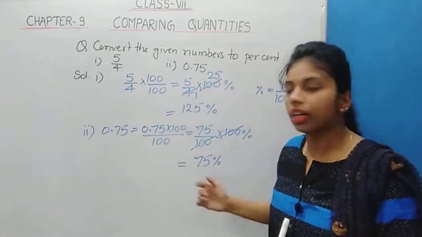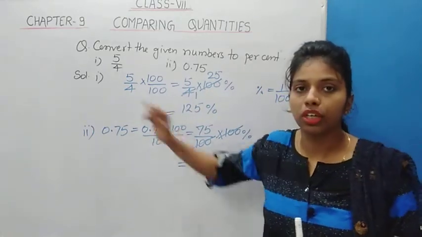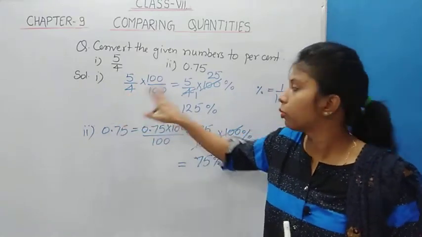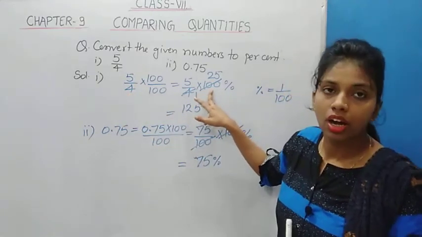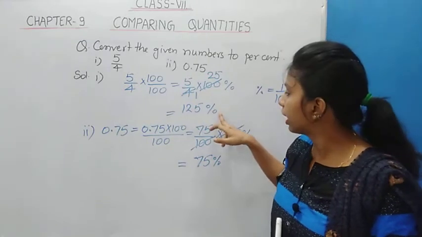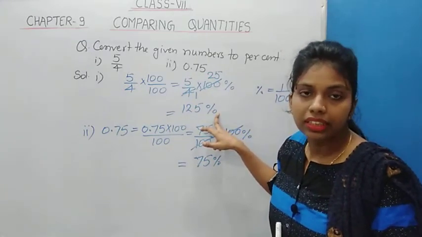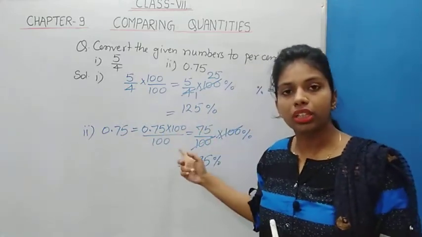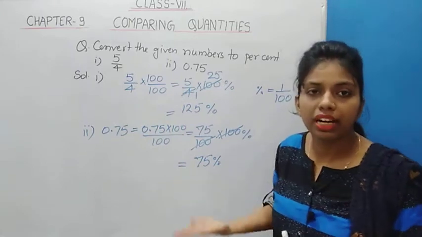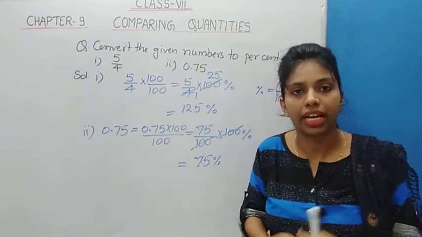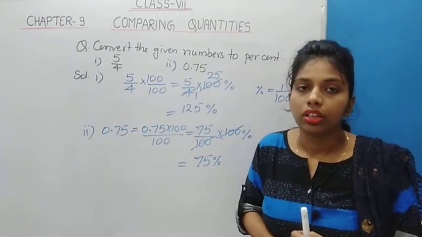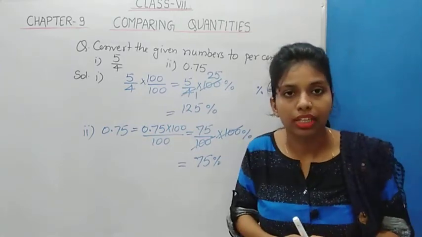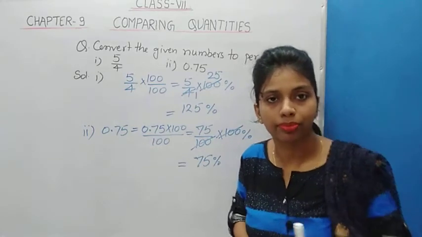Whenever we have to convert any fraction into percentage, we multiply that fraction with 100. After that we get the quantity in percentage form. Again, if we have a decimal, first we convert that decimal into a fraction, and after that we convert the fraction into percentage. So this way we can solve this type of question. Let's solve some more questions.